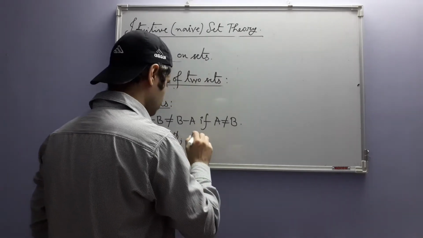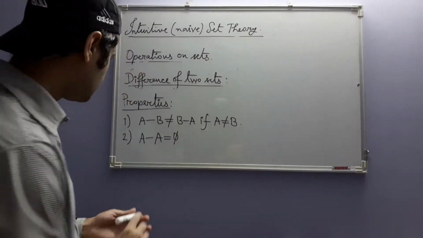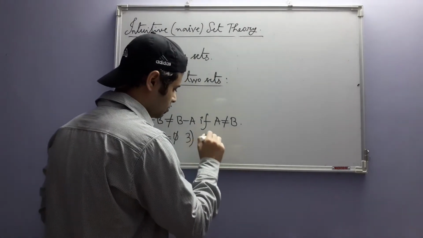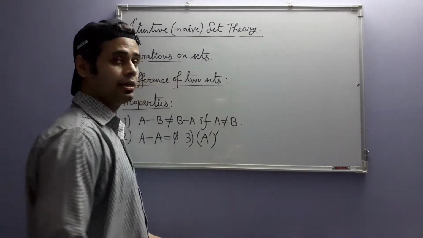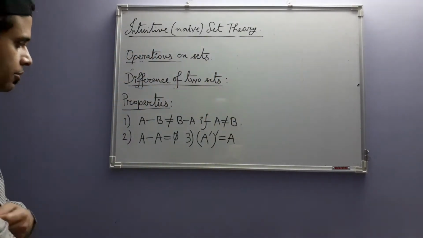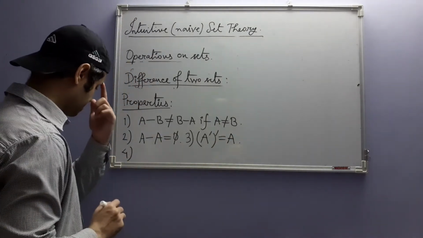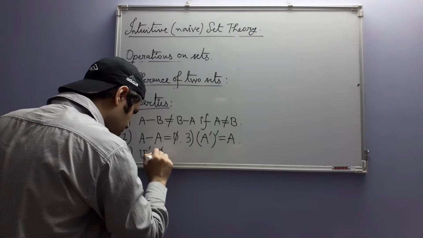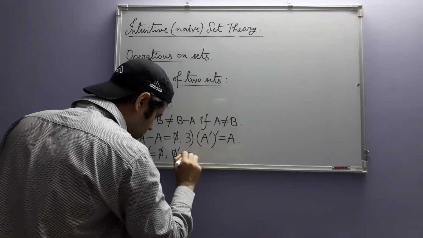Yeah, there is one more. To save space, let me write 3 here. A more important property: if you take the complement of a set and then take its complement, you get the set back. Okay. 4. The complement of a universal set is the empty set, and the complement of the empty set is a universal set.